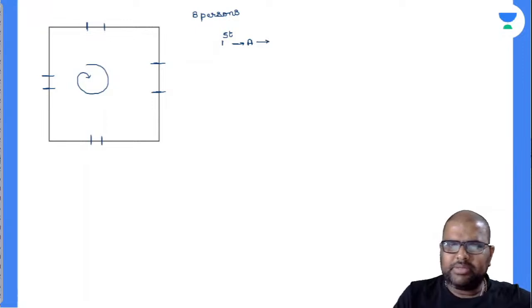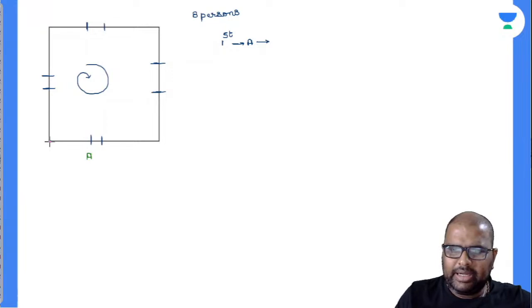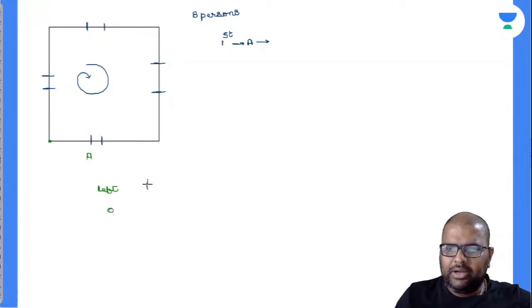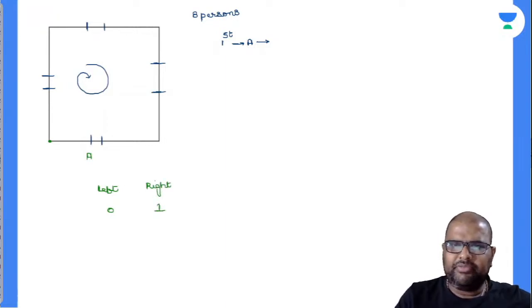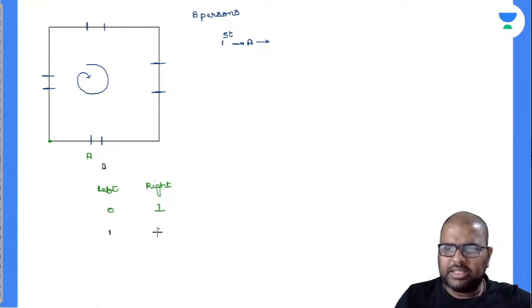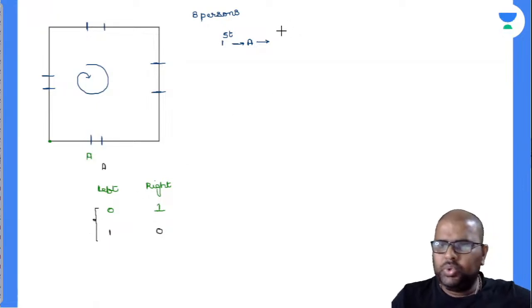Now see closely, observe. I'll keep A here. Beta, this is the end point, right? This is the end point. So left of A, how many persons are there? 0. Right of A, how many persons are there? 1. Am I right or wrong? Yes, perfectly. Now, I will change the position of A. I will keep A here. Left of A, how many persons are there? 1. Right of A, how many persons are there? 0. So, how many ways did you get to place the first person? 2 ways. Am I right or wrong? Yes, perfectly. It is 2 ways.